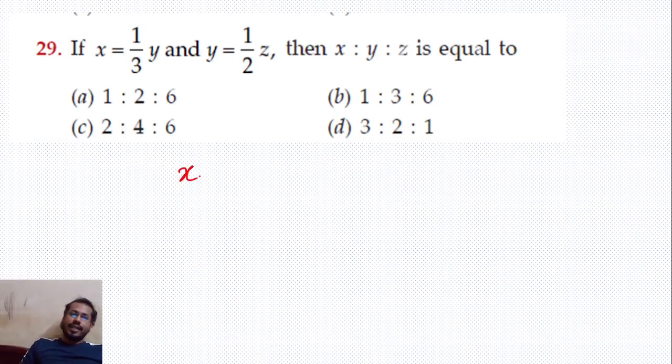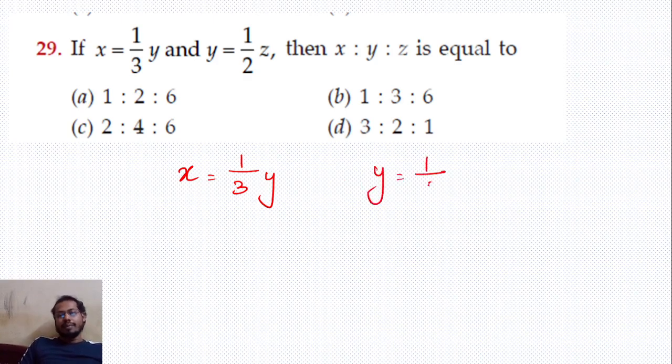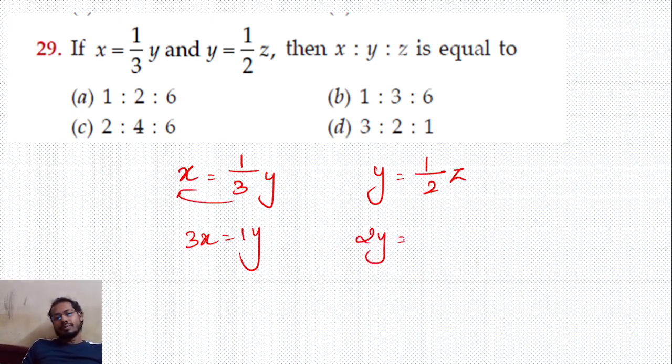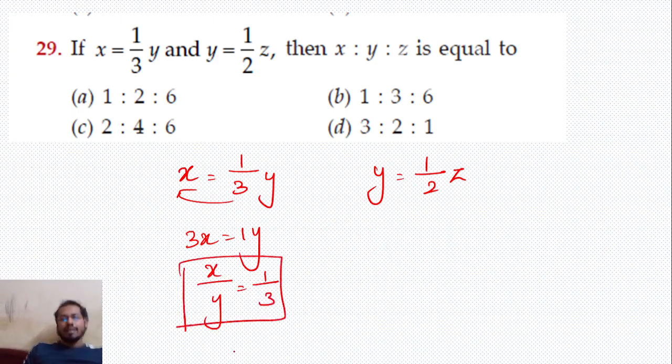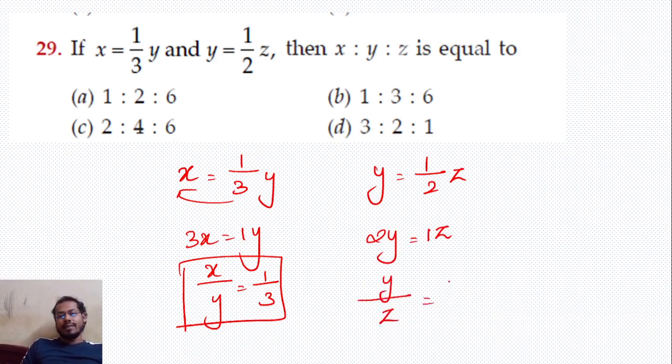Next, look at this. x is equal to 1 by 3y. And y is equal to 1 by 2z. Okay. So 3x is equal to 1y when this 3 goes that side. Okay. And 2y is equal to, let me complete this. So x over y is equal to 1 over 3. Okay, leave it. 2y is equal to 1z. So y by z is equal to 1 by 2.